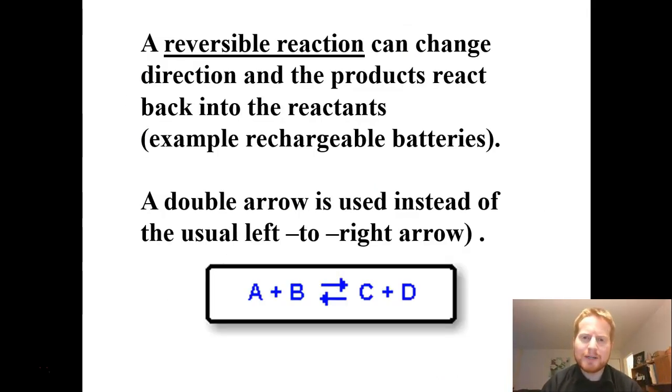So first we have to talk about a reversible reaction. Up to this point we've been talking about reactions, and we've been saying that pretty much the reactants react with each other and we have an arrow to the right and then they form the products, right? Well, realistically, many reactions are actually reversible.